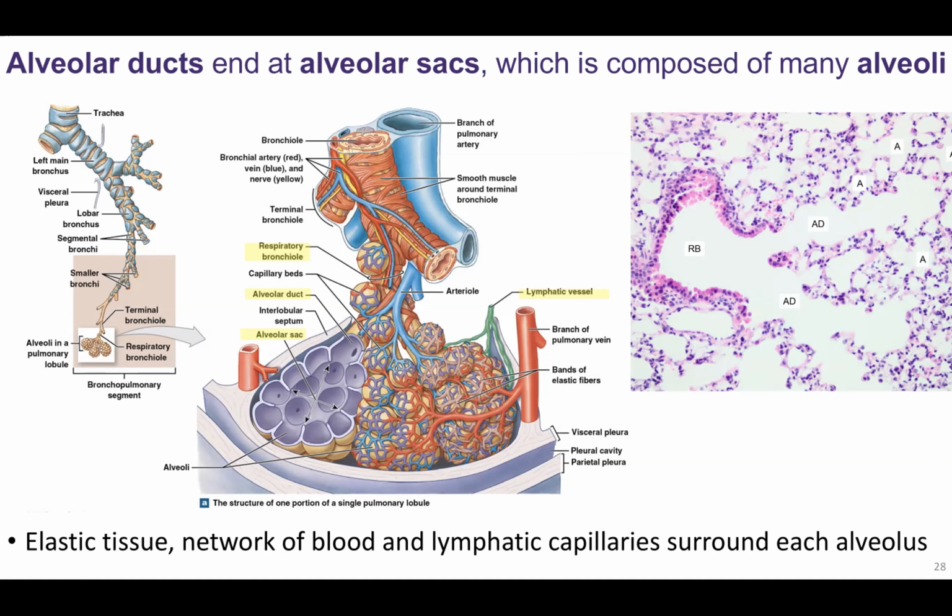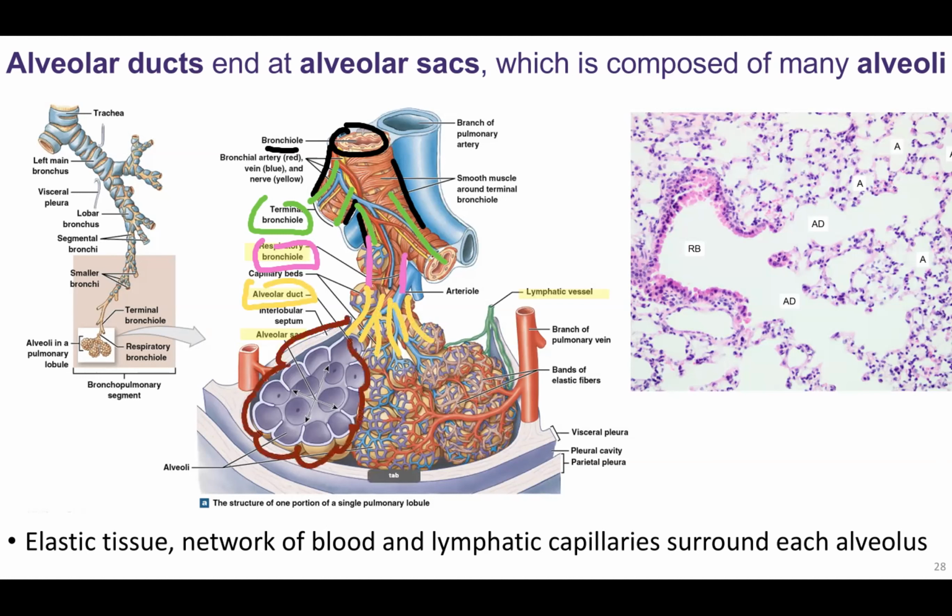You can see here's a bronchiole. The bronchial branches here, and at that point, we have a terminal bronchiole. And these terminal bronchioles branch into respiratory bronchioles. The respiratory bronchiole leads to alveolar ducts. Alveolar ducts lead into each one of these alveolar sacs. An alveolar sac is a cluster of alveoli.